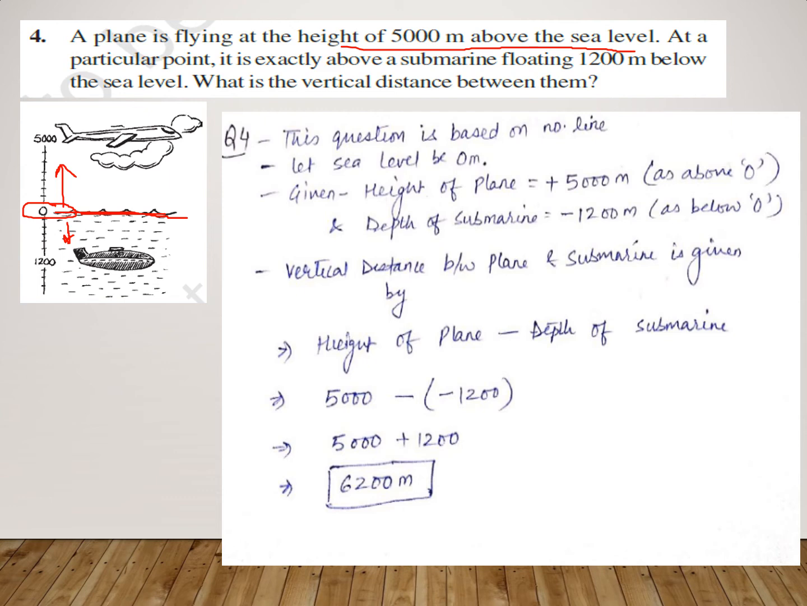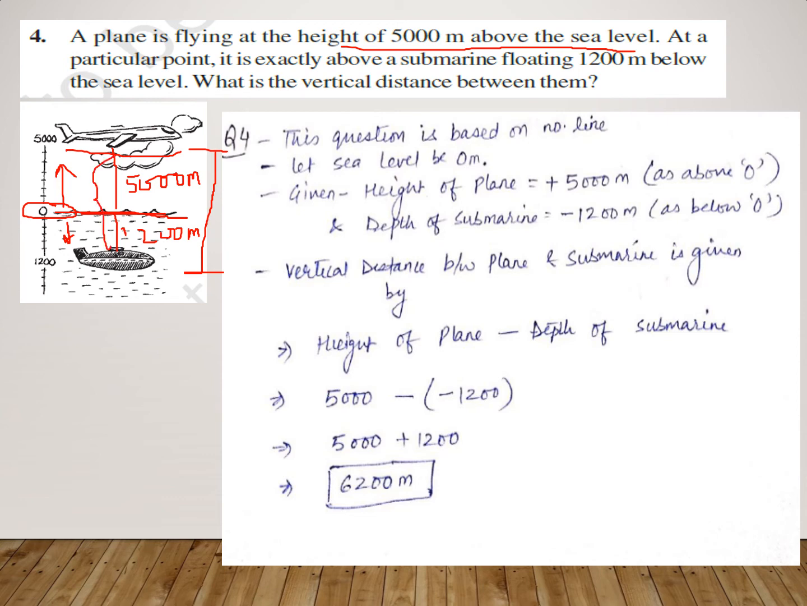5000 meters. At a particular point it is exactly above a submarine that is floating 1200 meters below the sea level. You can see at this point the plane is how much distance above the sea level? 5000 meters. And the submarine is how much below the sea level? 1200 meters. What they are asking is what is the vertical distance between them? Obviously, the vertical distance between them is from plane to submarine. That means we have to add these two distances.